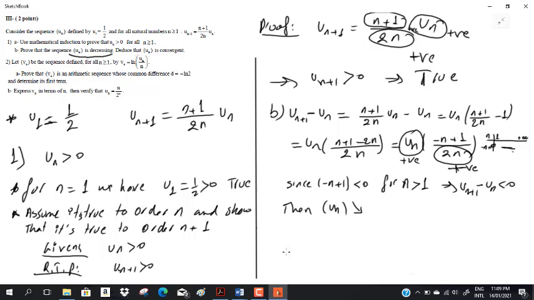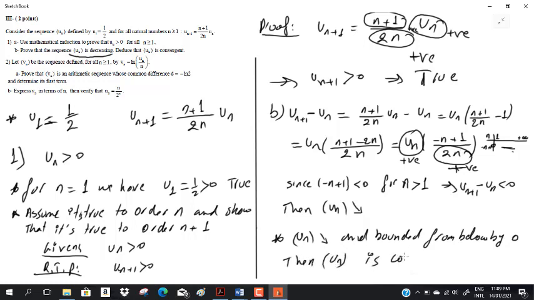And deduce that un is convergent. Un is decreasing and bounded from below by 0. It's decreasing and bounded from below, then un is convergent.